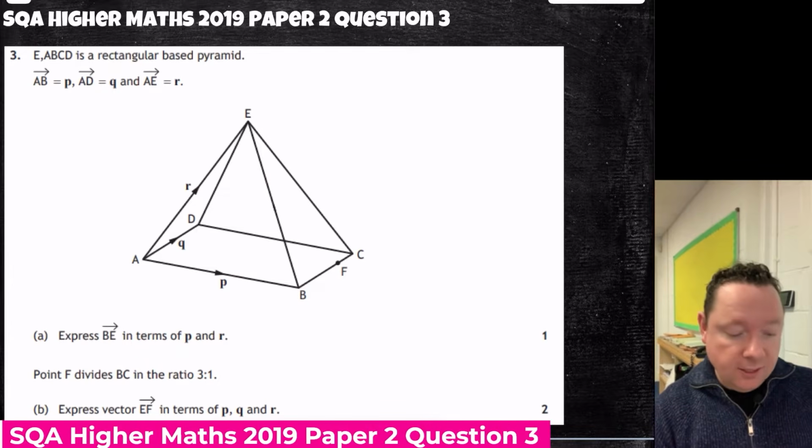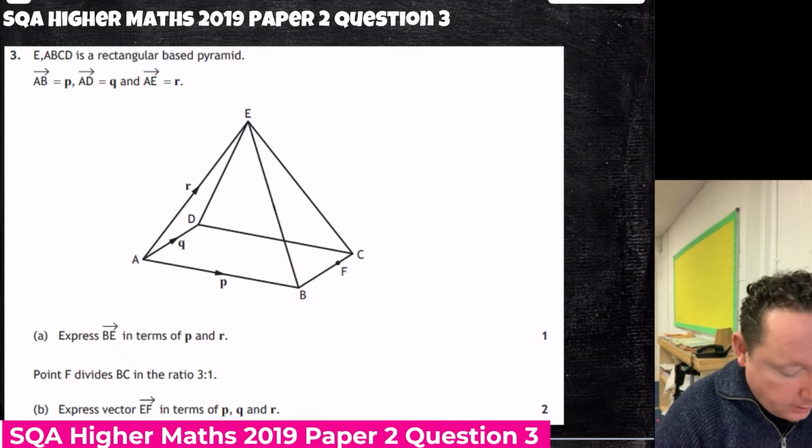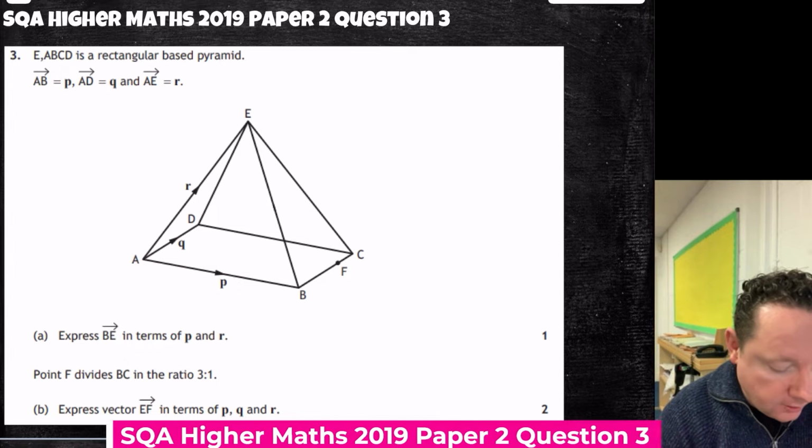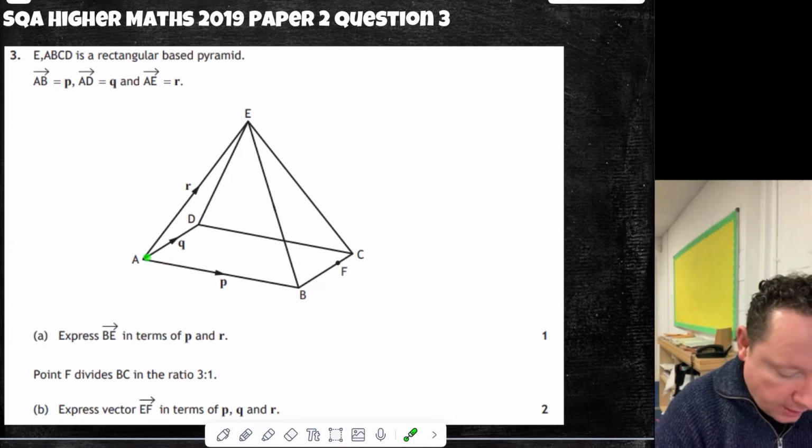SQA Higher Maths 2019 Paper 2 Question 3 on vectors and vector pathways. It says EABCD is a rectangular based pyramid. It tells you that A to B is P as shown, A to D is Q as shown there, and A to E is R. And we have to express B to E in terms of P and R.